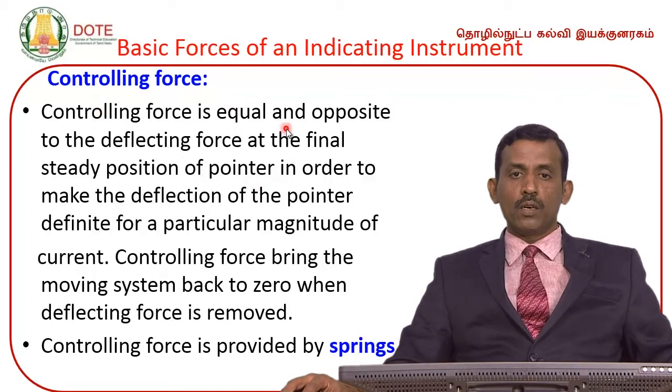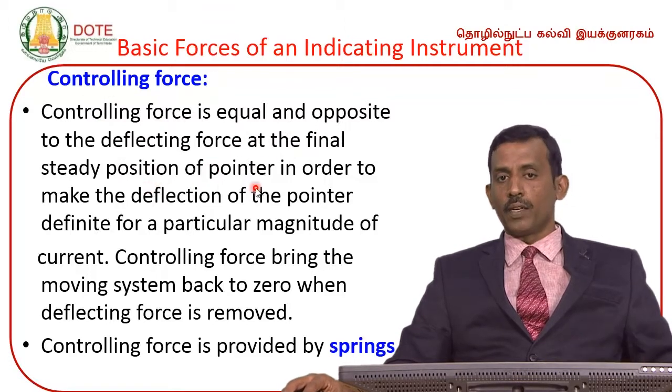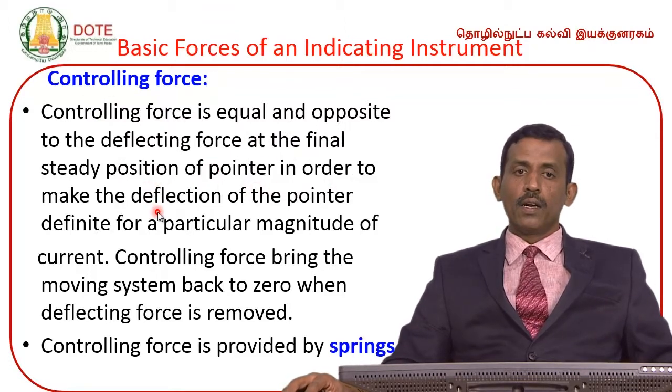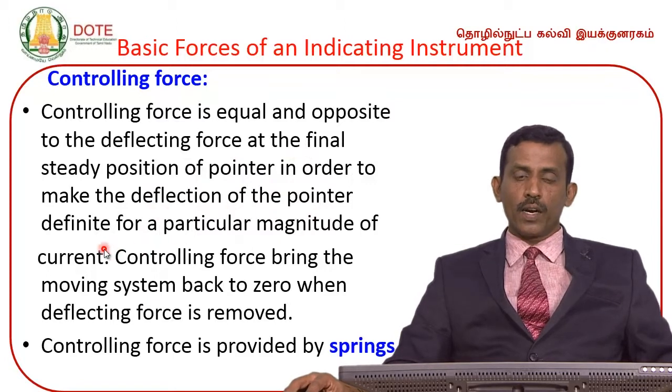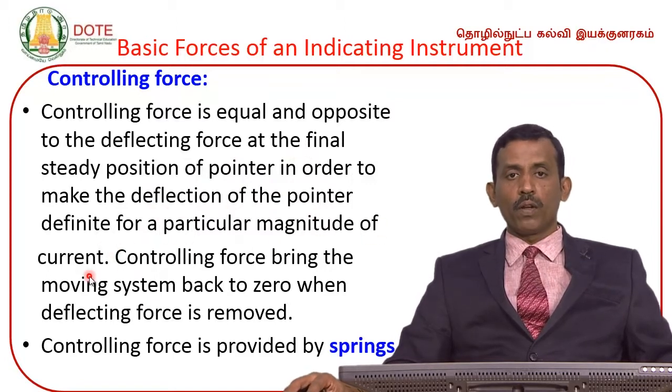Controlling force is equal and opposite to the deflection force at the final steady position of the pointer in order to make the deflection of the pointer definite for the particular magnitude of the current.